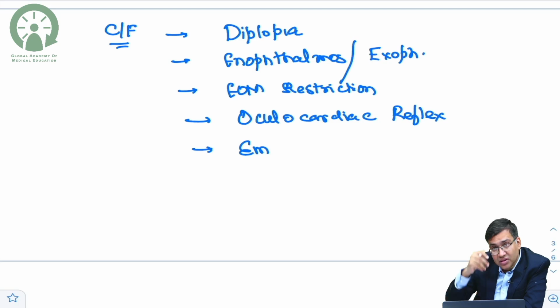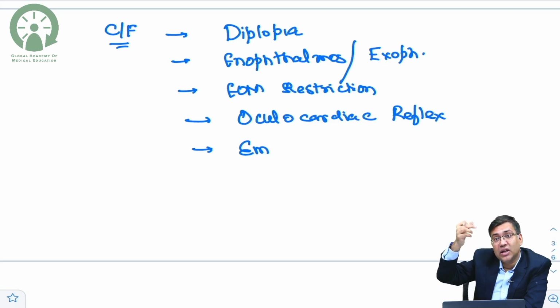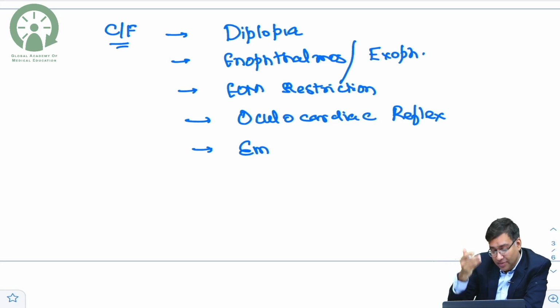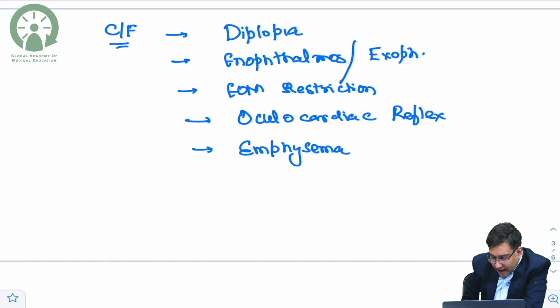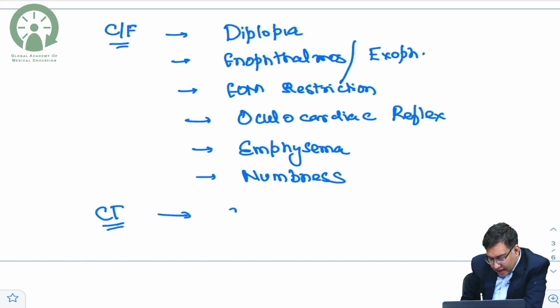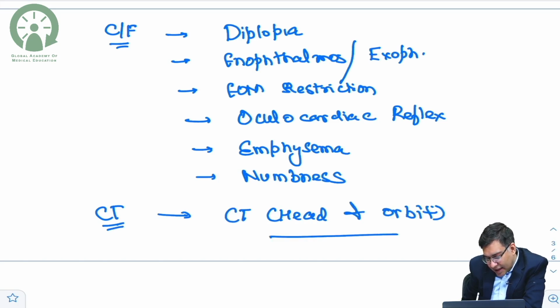There can be air oozing into the other cavities from the maxillary antrum, because the wall is damaged. So this can lead to emphysema, and there may be damage to your infraorbital nerve, which can lead to numbness. And you do a CT head and orbit to see the extent and the type of fracture.